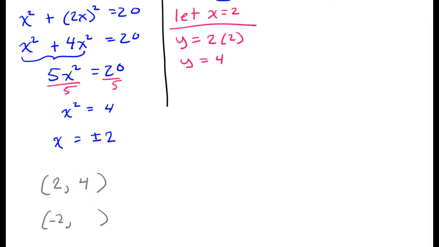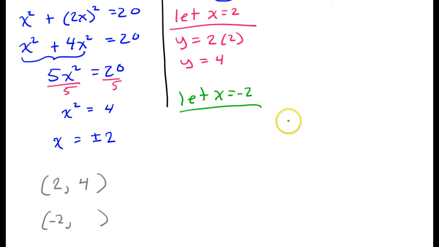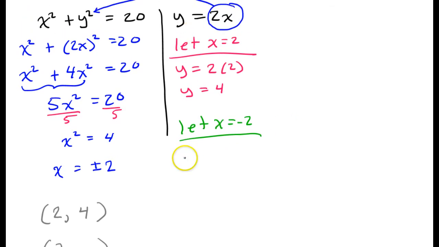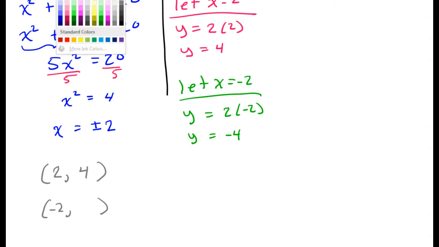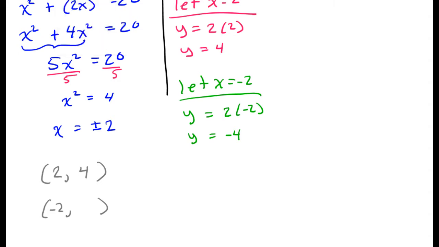So next, let us let x equal negative 2. Okay, now the equation becomes y equals 2 times negative 2. So that means y is equal to negative 4. So that gives us another solution, another intersection point of negative 2 comma negative 4. So this should be our solution set.